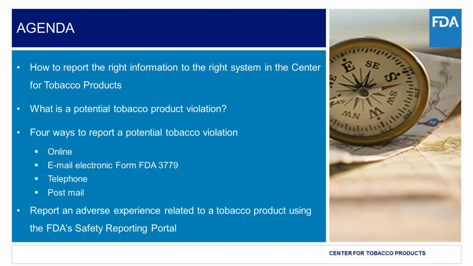During this webinar, we will go over examples of potential tobacco product violations and discuss how to report a potential tobacco violation, including submitting a report online, downloading and emailing electronic Form FDA 3779, calling us at the Center for Tobacco Products, CTP, or sending us a post-mail. We will discuss how to report a safety issue related to a tobacco product using the online FDA Safety Reporting Portal.